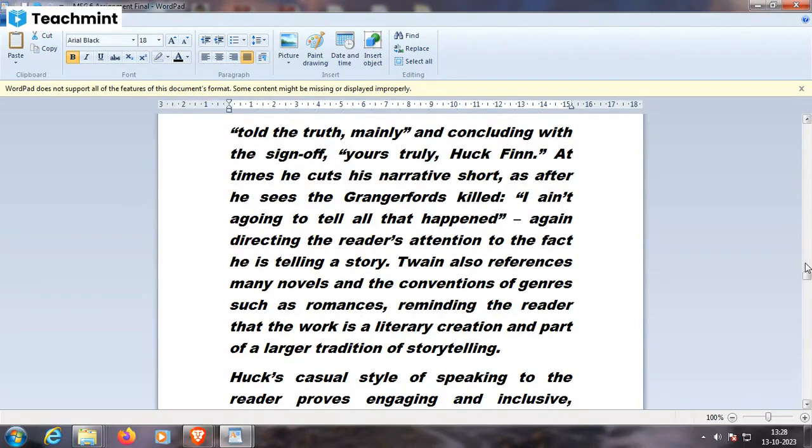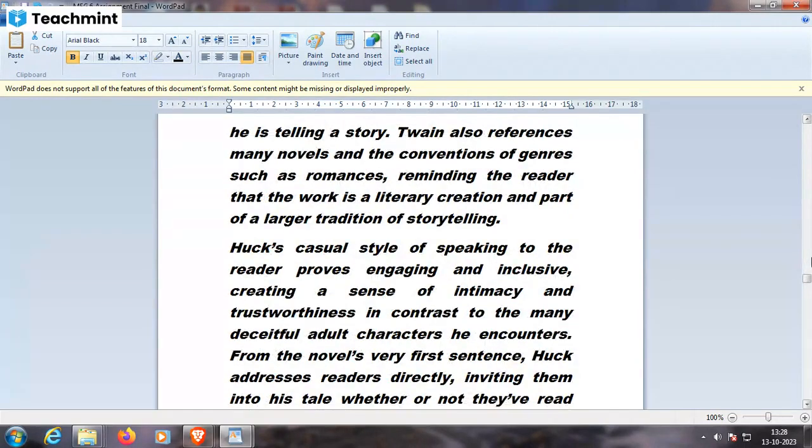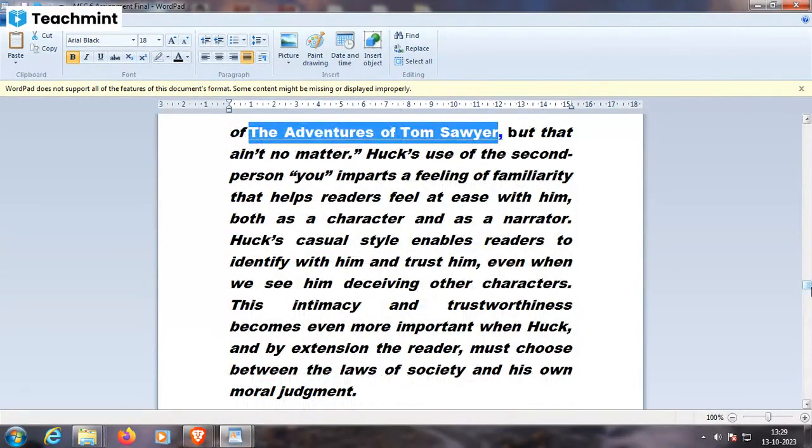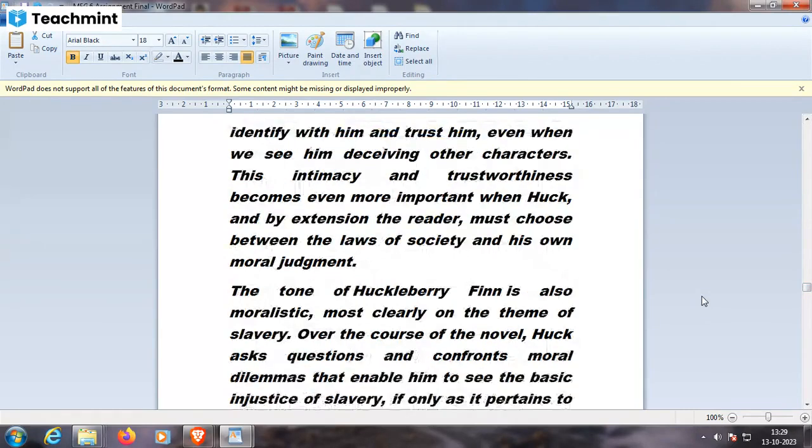Huck's casual style of speaking to the reader proves engaging and inclusive, creating a sense of intimacy and trustworthiness in contrast to the many deceitful adult characters he encounters. From the novel's very first sentence, Huck addresses readers directly, inviting them into his tale. And we also get involved in it. This intimacy and trustworthiness becomes even more important when Huck, and by extension the reader, must choose between the laws of society and his own moral judgment.